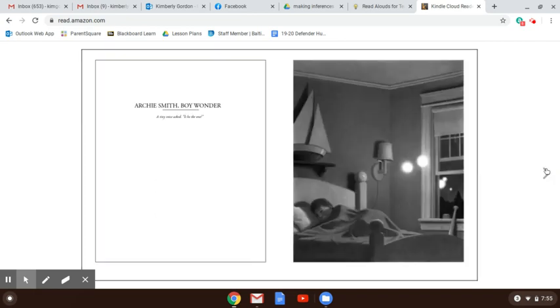Here's the first one. Archie Smith, boy wonder. A tiny voice asked, "Is he the one?" Maybe take a look at these little light orbs. See the boy sleeping? What do you think is going on here? Make an inference.